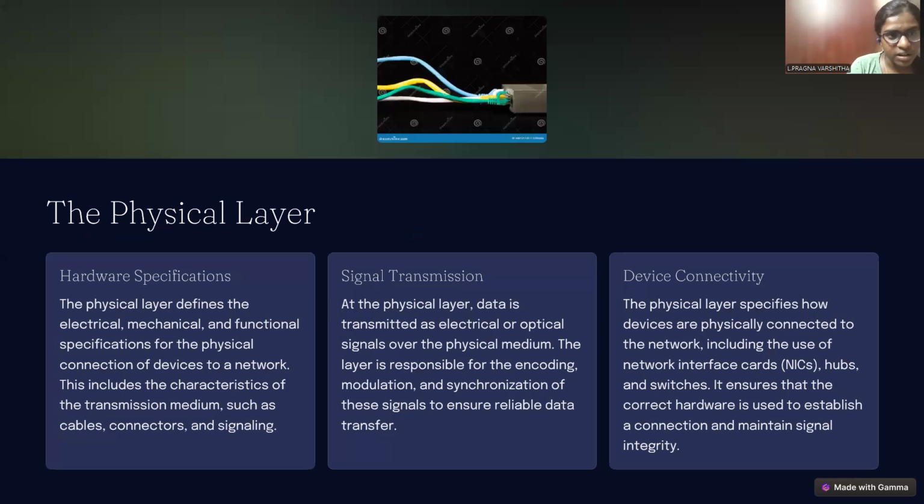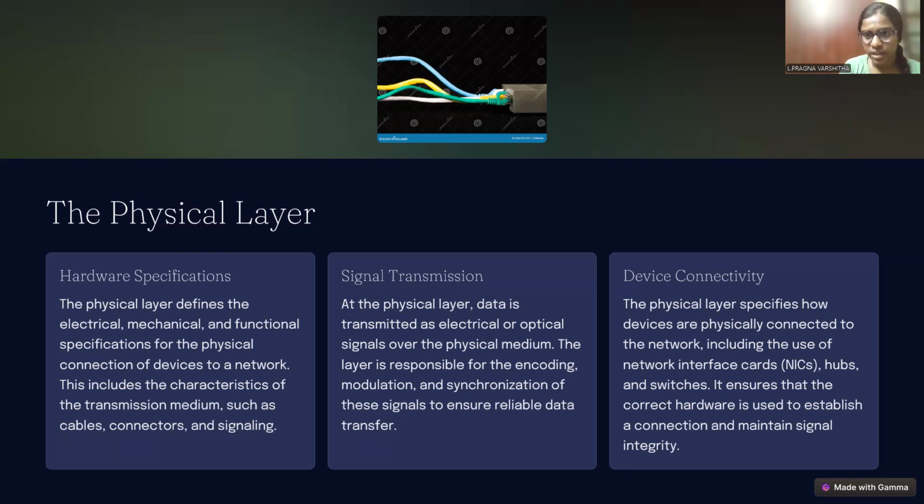First one is the physical layer. Hardware specification: the physical layer defines the electrical, mechanical, and functional specifications for the physical connection of devices to a network. This includes the characteristics of the transmission medium such as cables, connectors, and signaling. Second one is signal transmission. At the physical layer, data is transmitted as electrical or optical signals over the physical medium. The layer is responsible for the encoding, modulation, and synchronization of these signals to ensure reliable data transfer.